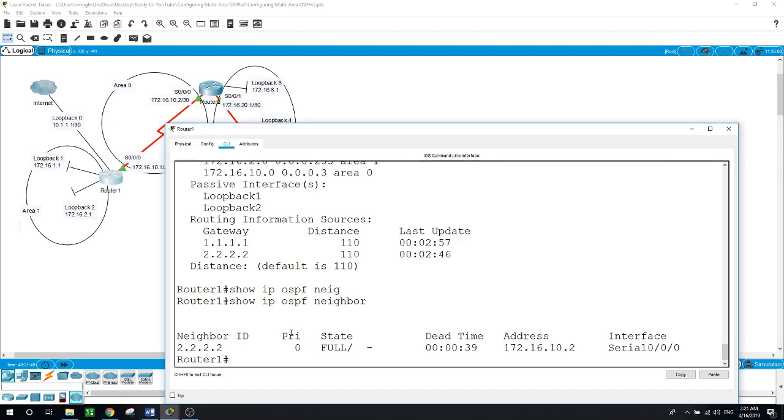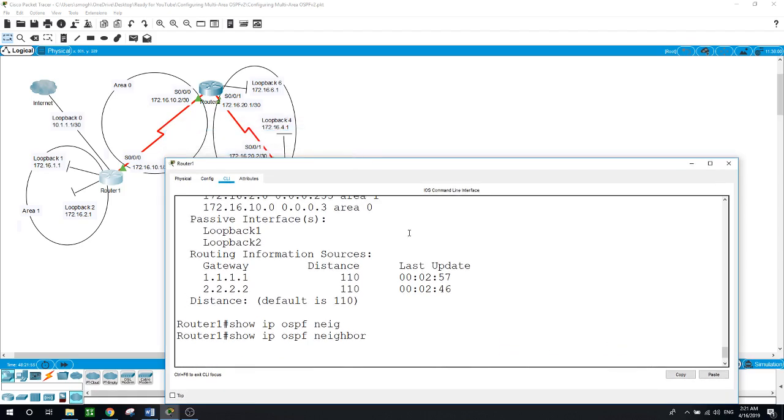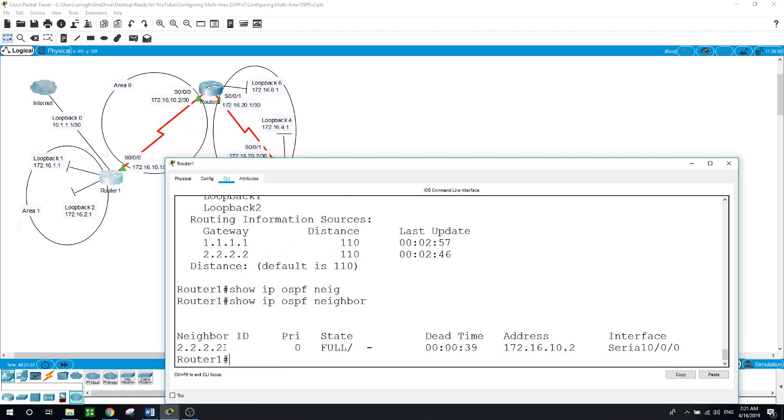Here, on router 1, the neighbor is router 2. This is connected to router 2, with this router ID, and the address on this interface is 172.16.10.2, and it is connected on this interface.